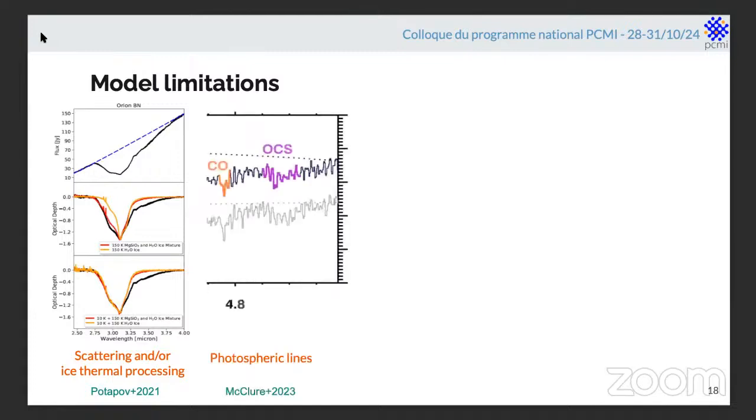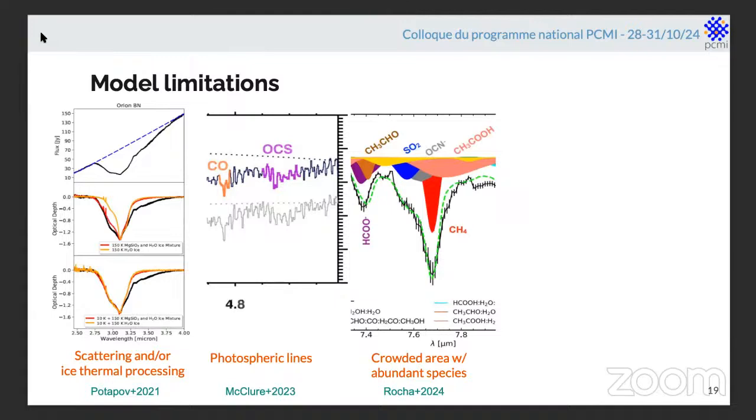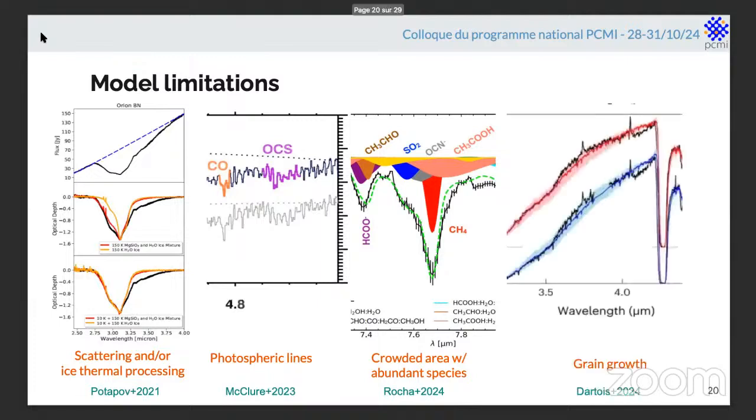Then in this study in particular, I didn't add photospheric lines, which is very hard for identification of lines. We also have crowded areas, and since ISPEC is a database that I build alone at the moment, there are a lot of missing molecules, and it's also very hard to be sure that these molecules could be detected in these crowded areas. And then finally, we now have very recent studies, such as the one of Emmanuel Dartois in 2024. We know that we are expecting grain growth to be much more important than we actually thought it was.